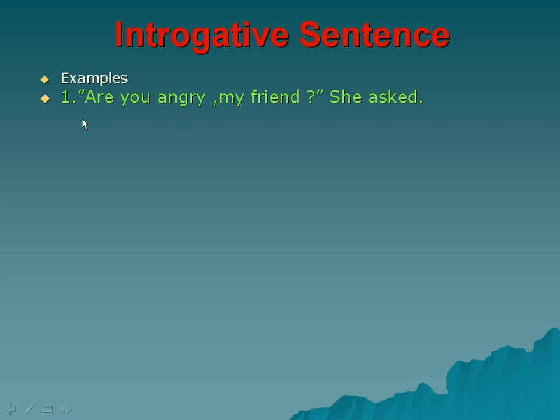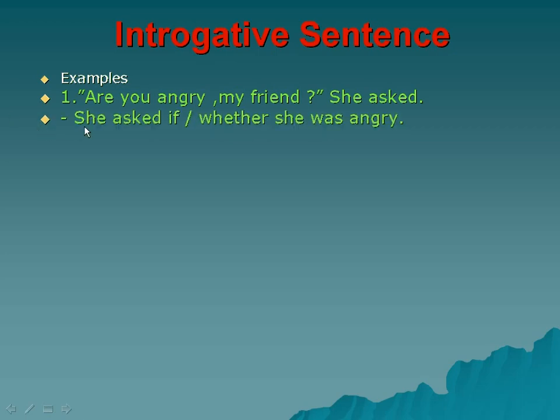Then students, how can we learn that this is a yes/no type question? If the sentence begins with an auxiliary verb or helping verb and there is a question mark at the end of the sentence, then it is a yes/no type interrogative sentence. Are you angry, my friend? She asked. This is in direct speech.